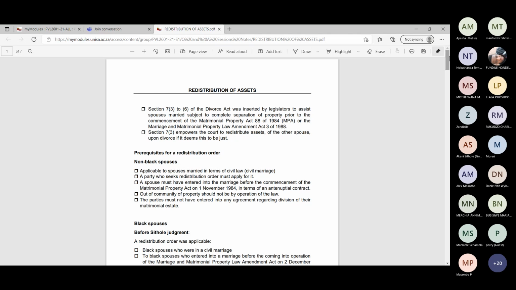Just to briefly explain, redistribution of assets occurs when parties or spouses are married out of community of property, but they have an antenuptial contract. In terms of this principle, the court is given the discretion to redistribute some assets from one spouse to the other spouse.